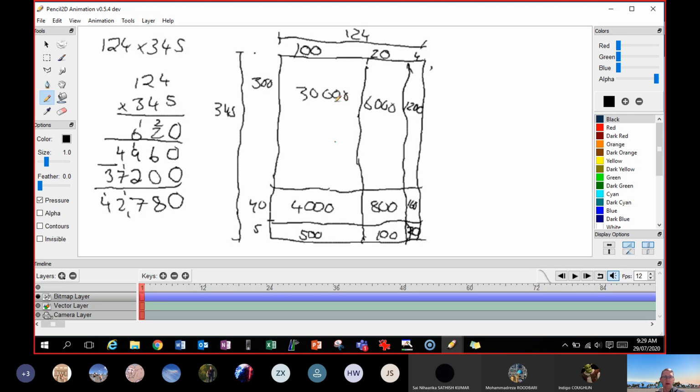So now we just add up all these. So really what we did on our algorithm, this is like 37,200. And we just added these up, right? And this one was 4,960. And this row was 620. And then you can just add these all up. The area of this is 42,780. So it's exactly the same thing.